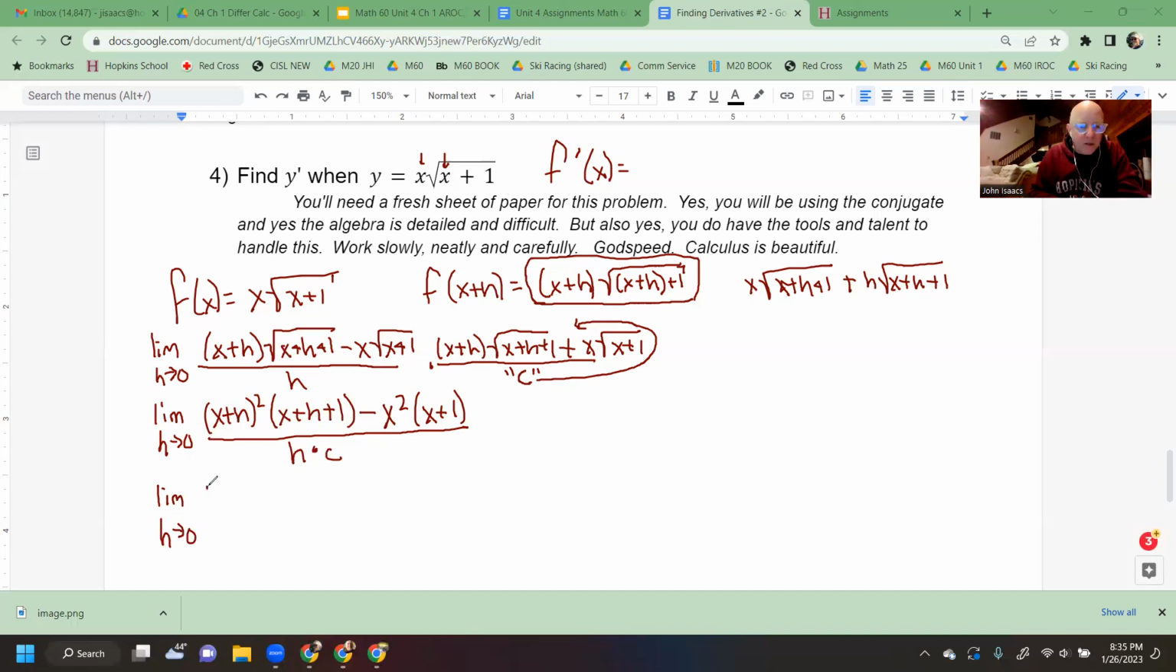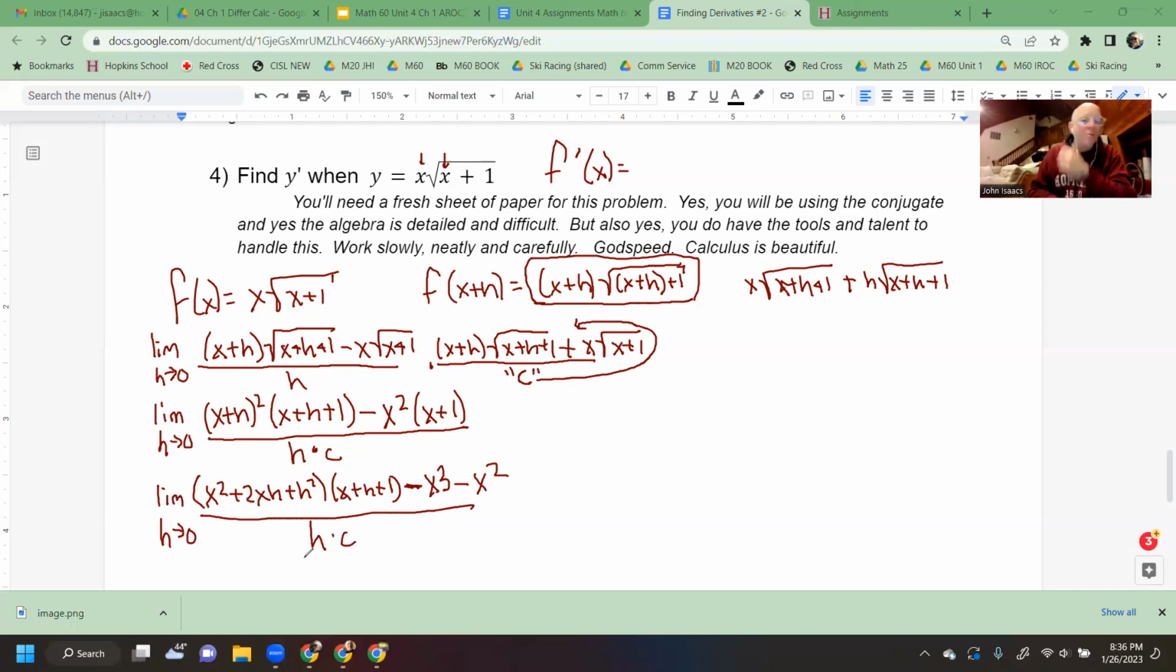x plus h squared is going to be x squared plus 2xh plus h squared. And then that is going to need to be multiplied by x plus h plus 1. All right, well, that's going to take a little doing. And then minus, this can be distributed. x to the third minus x squared times 1 is just x squared. Okay. And this is that really important minus sign. Everything after that needs to cancel out. And that's all going to be over h times C.